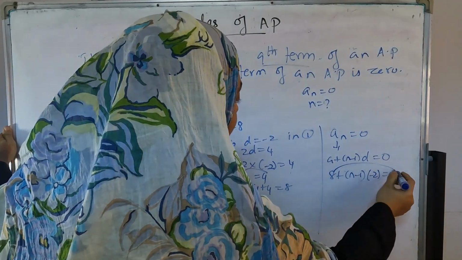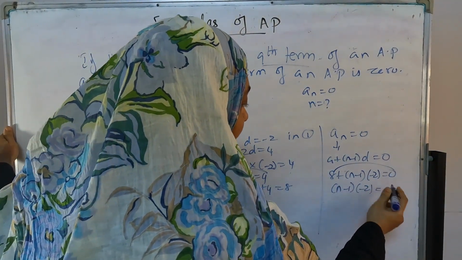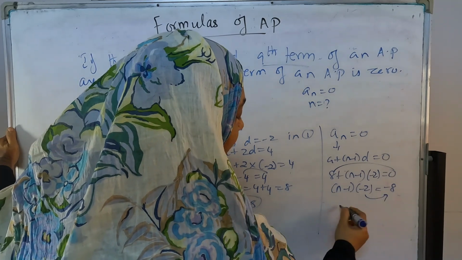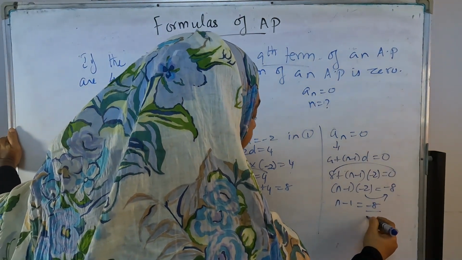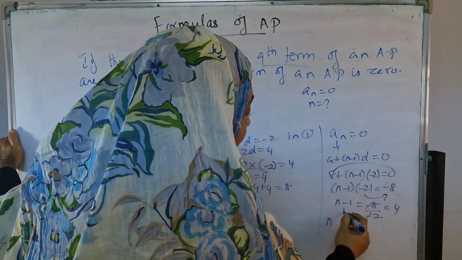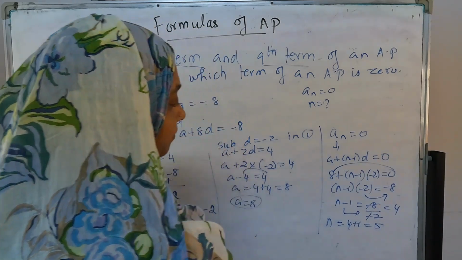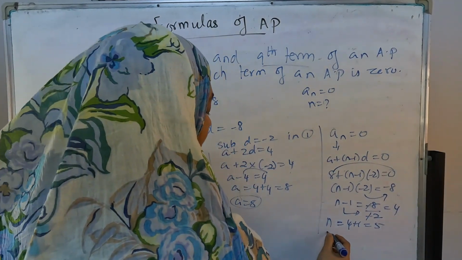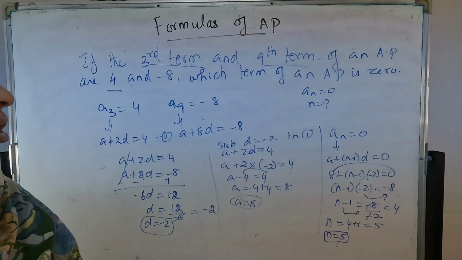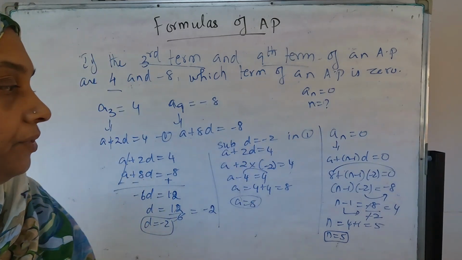So this plus 8 bring here. Don't expand this one, keep as it is. Bring this one, minus 8. Now it will divide. This minus 2 will come here, minus 8 by minus 2. It is 4. And this minus 1 coming this side is plus 1. So 4 plus 1, 5. Okay, so the number of the term, which term is becoming 0, means 5. The counting is 5. At A5 it becomes 0. Clear?